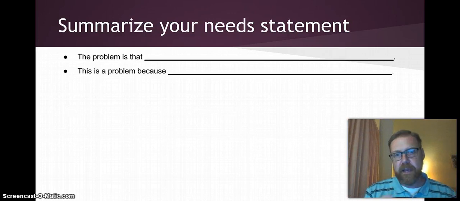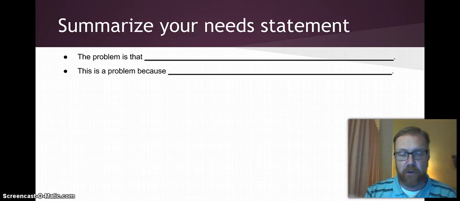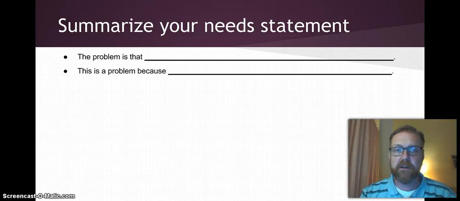Next, I'd like for you to take just one sentence to explain. Either you can do this on paper, you can do this out loud, but do articulate this before you move ahead. This is a problem because... Give us some reason why this needs to be addressed, why your innovation is necessary.